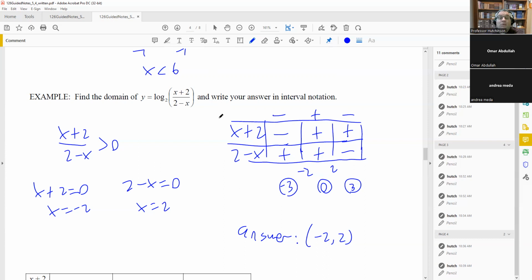You only have to do a table, by the way, if you have a fraction. So that's what told us to use a table in the first place. If you have some kind of rational expression like that, with an x on top and x on the bottom, that's a case where you want to use this type of process.